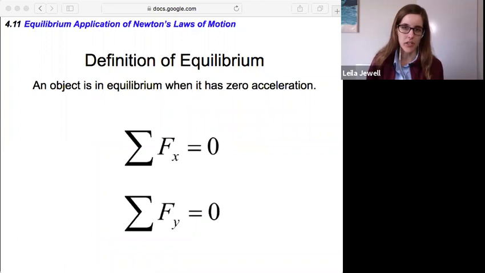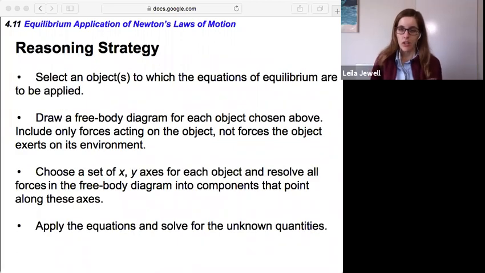So let's look at a reasoning strategy for solving these problems. First step, we want to select the object or the objects to which the equations of equilibrium are to be applied. Like, okay, I want to focus in on this raft, or on the book, or on the ball, or maybe the book with the ball on top of it. Then we want to draw a free body diagram for each object chosen above. So maybe you have multiple objects, you can draw a free body diagram for each of them.